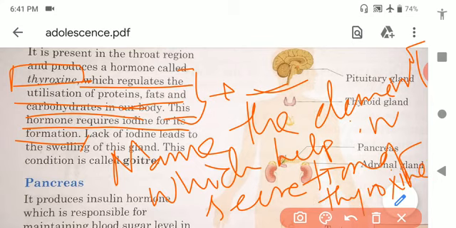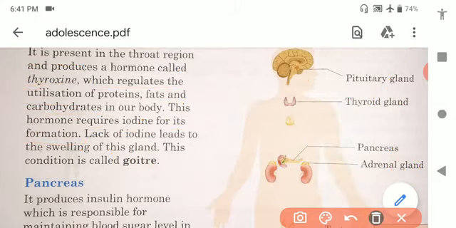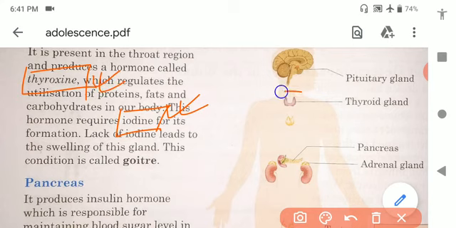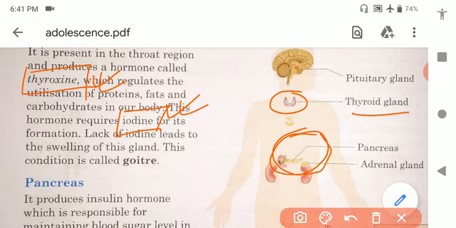Which element helps in the secretion of thyroxine? Iodine. If we consume very little iodine, thyroxine will not be secreted, and in that condition the thyroid gland will inflame, swell up, and come out of the neck. It is called goiter. Understood?